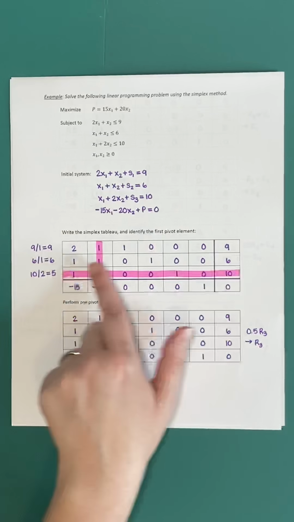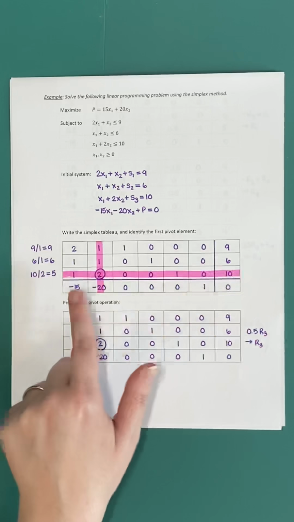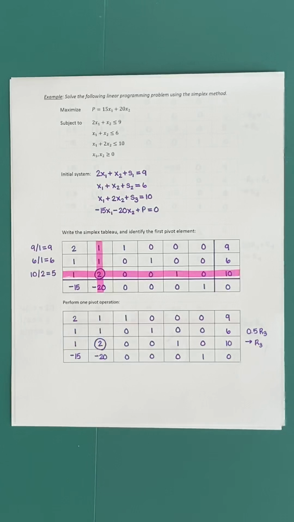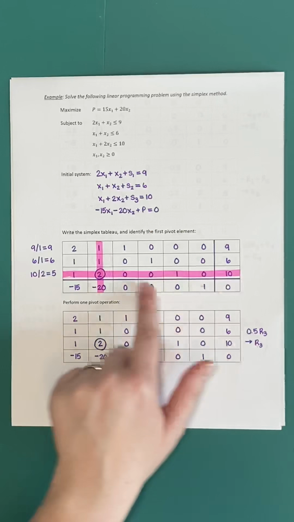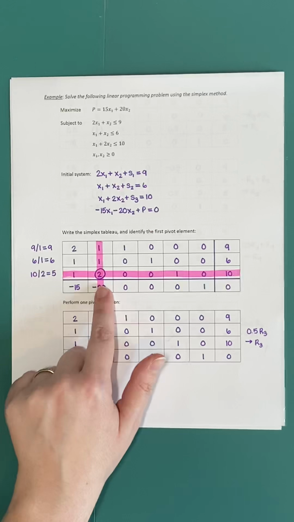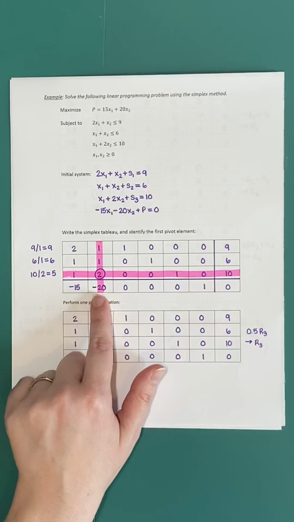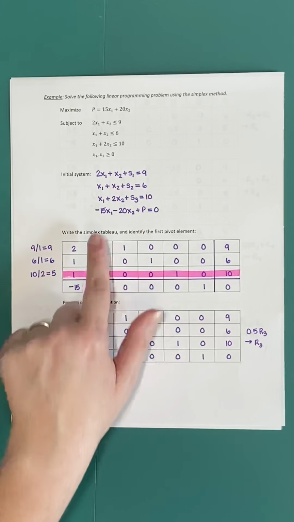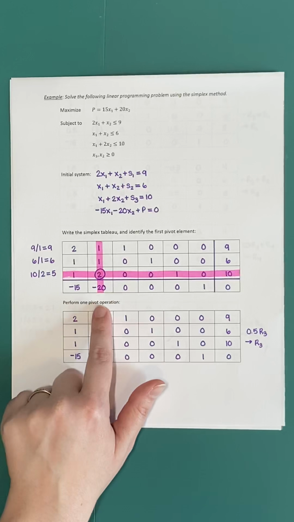So we have our 3 problem constraints, and then on the bottom we have our objective function. Okay, let's start with the pivot column. I'm looking along the bottom row. I have 2 negative indicators. I want to start with the most negative number, which in this case is -20. So that means this is going to be my pivot column.